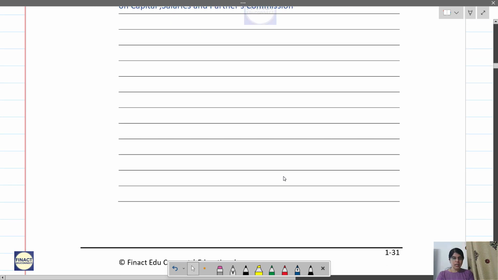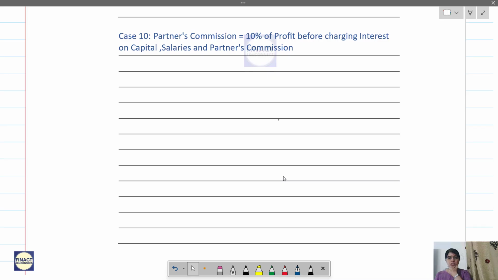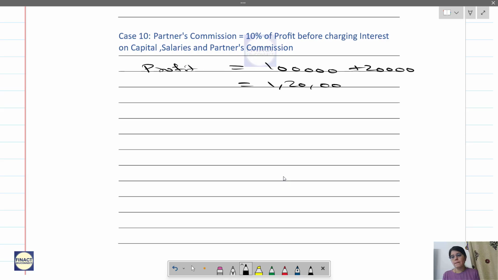Now the next one: partners commission is 10% before charging interest on capital, salaries and partners commission. Before charging everything means nothing needs to be deducted. So what is profit? Profit before charging everything is 1 lakh plus 20,000, that comes to 1,20,000. So how much is the commission? Commission is 1,20,000 into 10%, so you will have 12,000.